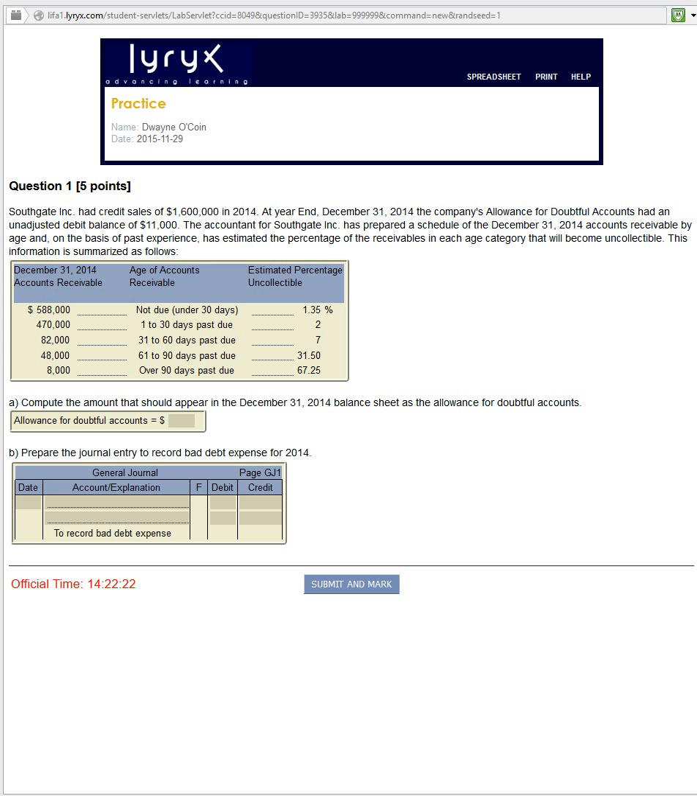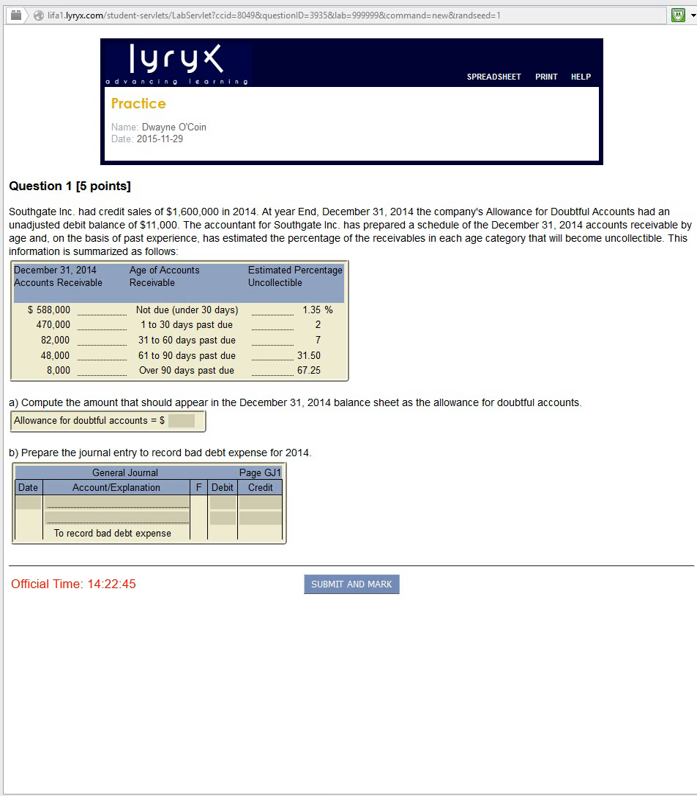Welcome. This is Lab 7.4, question number 1. Here we're calculating bad debts using the balance sheet approach, where we're calculating a percentage of each class of accounts receivable classed by age, and we're determining the overall allowance for doubtful accounts that we need to set up at the end of the year.